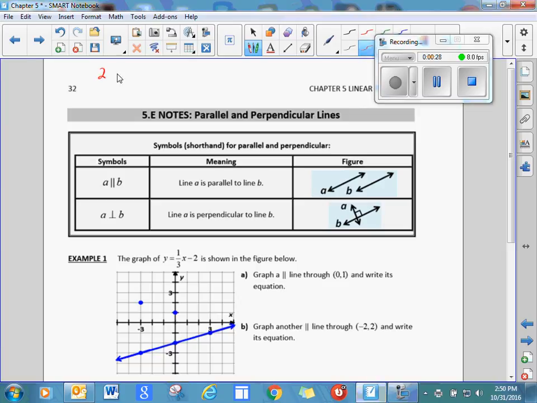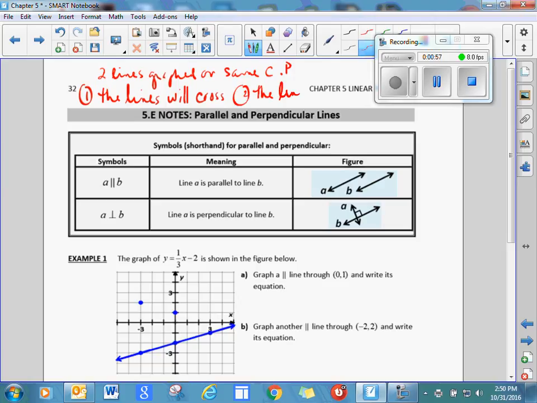So for two lines graphed on the same coordinate plane, CP, one of three things will happen. The lines will cross somewhere along the way. They'll intersect. Number two, the lines won't ever cross.